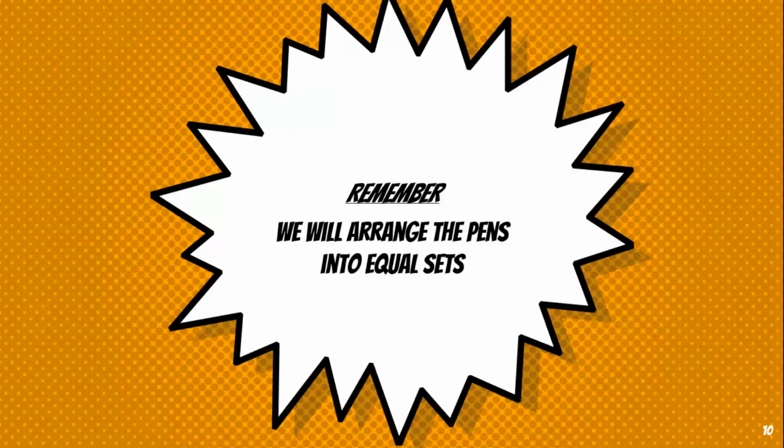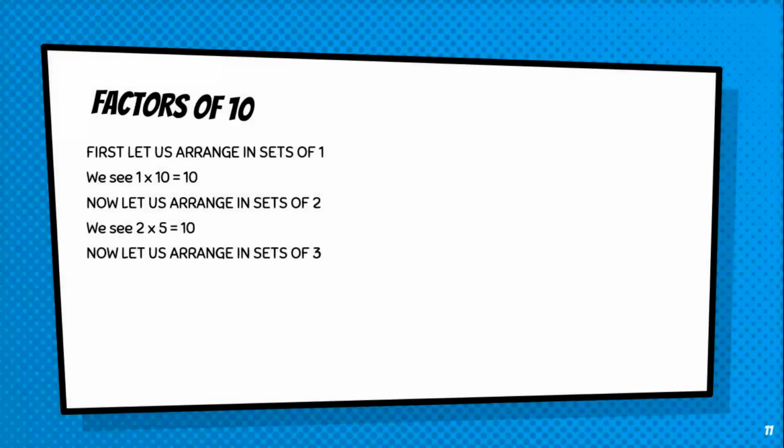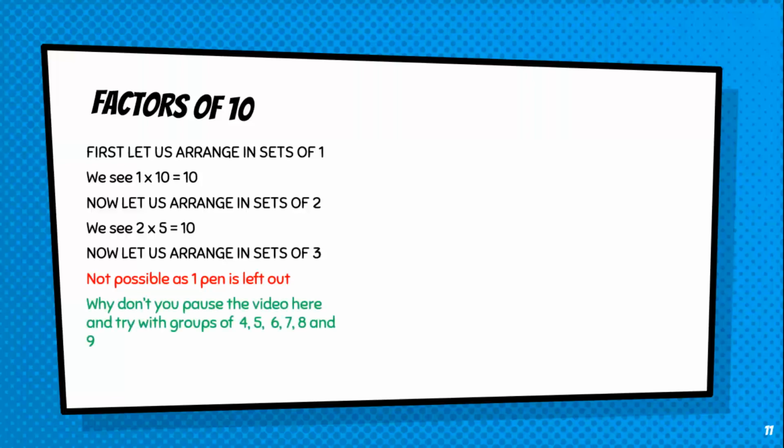So let us move on and remember that we will arrange all the pens into equal sets only. So here this is not possible as one pen is left out. Why don't you pause the video here and try with groups of 4, 5, 6, 7, 8 and 9. I'm sure you've already tried. We see that groups 3, 4, 6, 7, 8 and 9 are not possible.